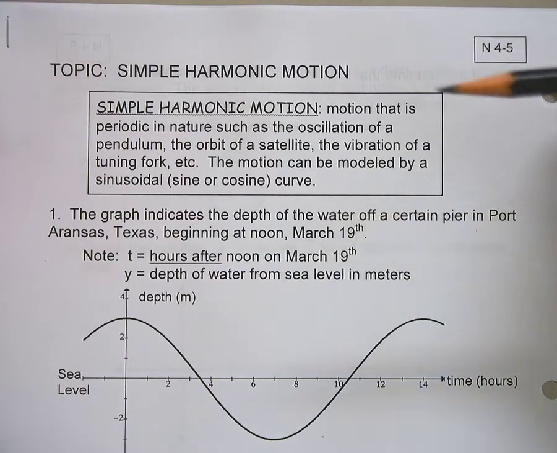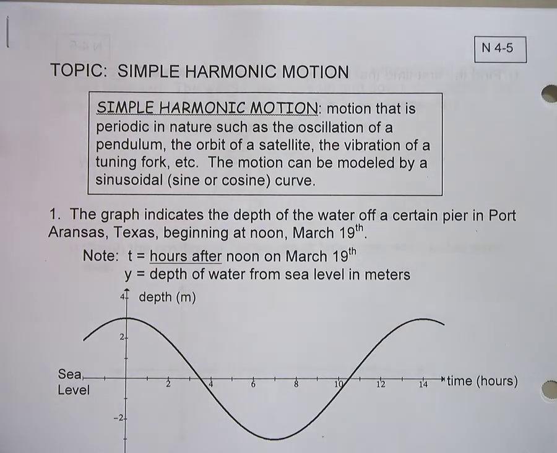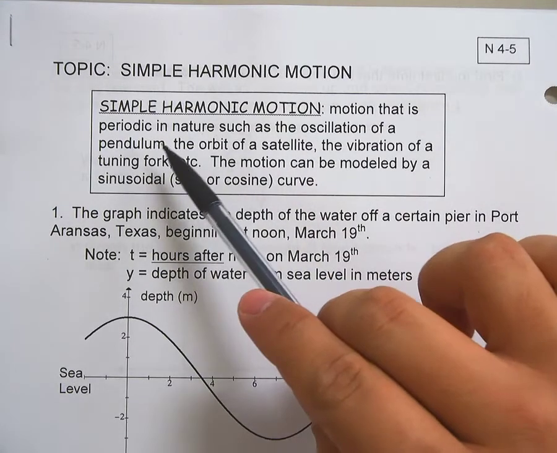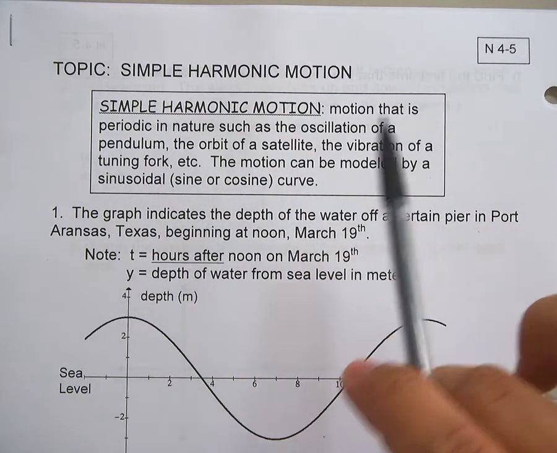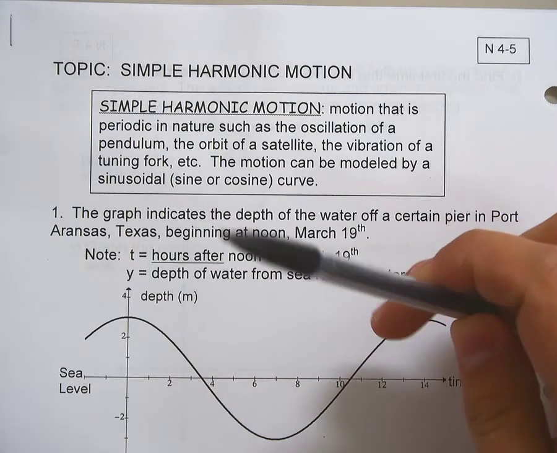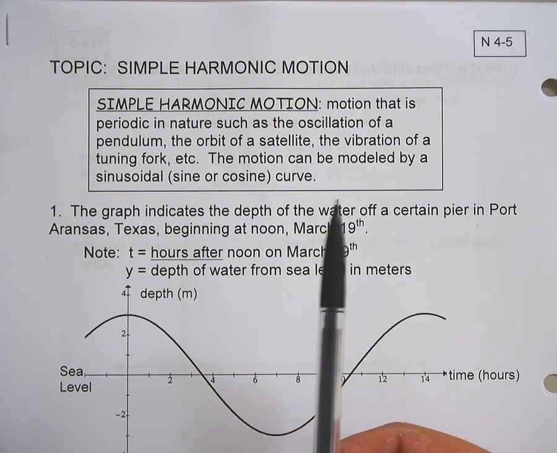We're going to be talking about simple harmonic motion. Now this is going to be the first time that we try and apply trig to real life scenarios. And this all comes from what we call harmonic motion. Harmonic motion is a pretty basic concept. It's motion that is periodic in nature, such as the oscillation of a pendulum, something moving back and forth, back and forth. The orbit of a satellite, something that's going to go around in cycles. The vibration of a tuning fork, which, if you strike a tuning fork, is just back and forth really fast.